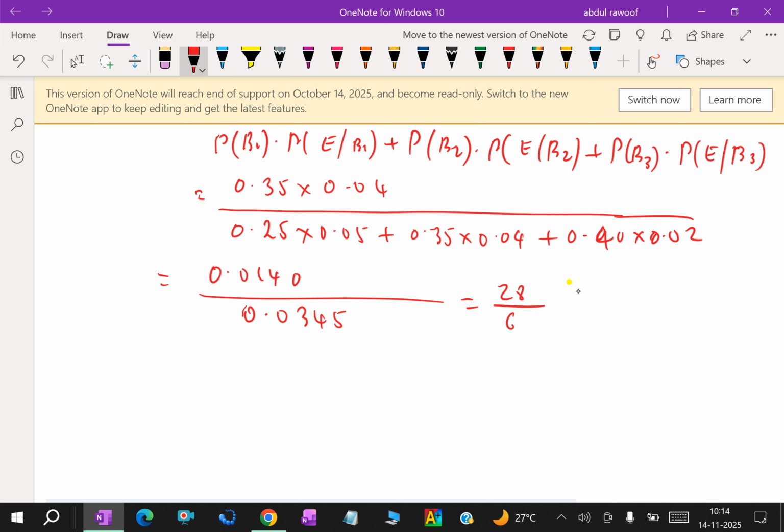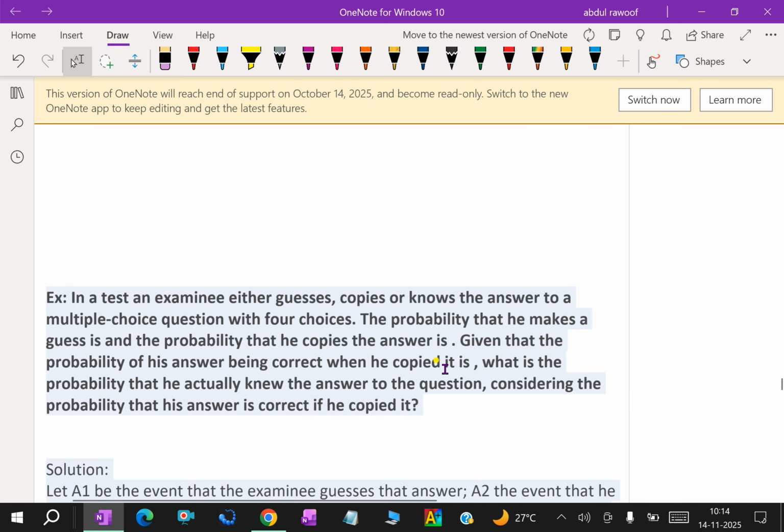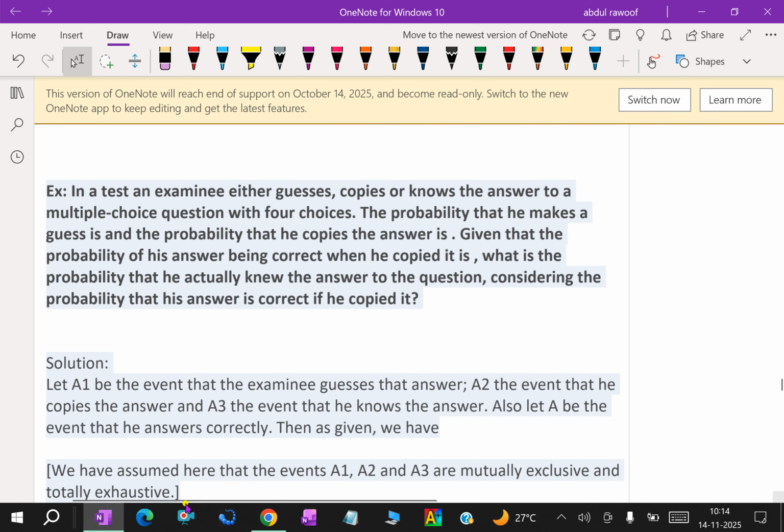which is equal to 28 by 69, which is approximately 40.6%. There is a 40.6% chance that the defective bolt was selected from the second machine, that is the asked question. Next question, look at here.